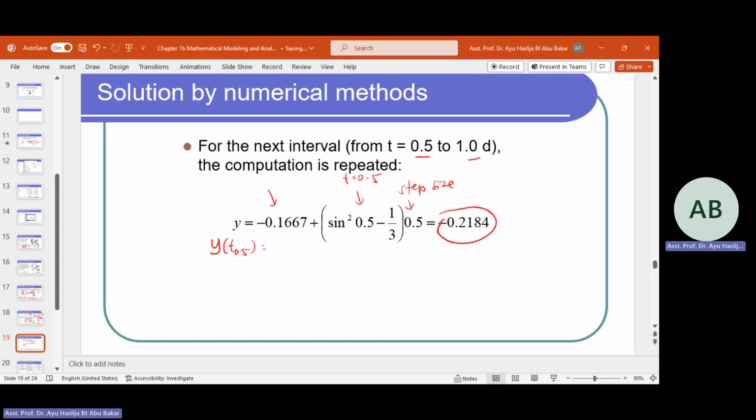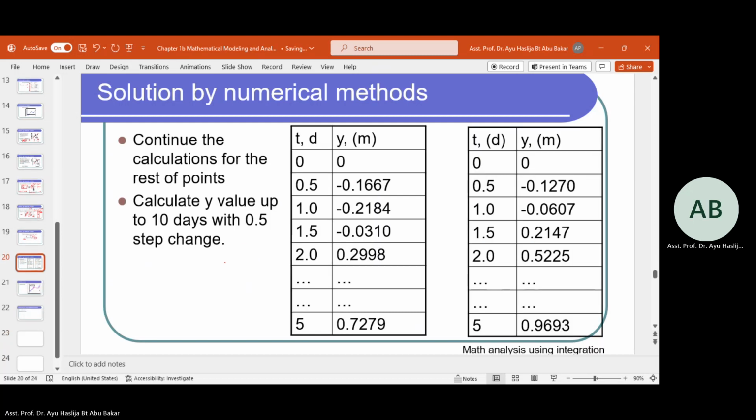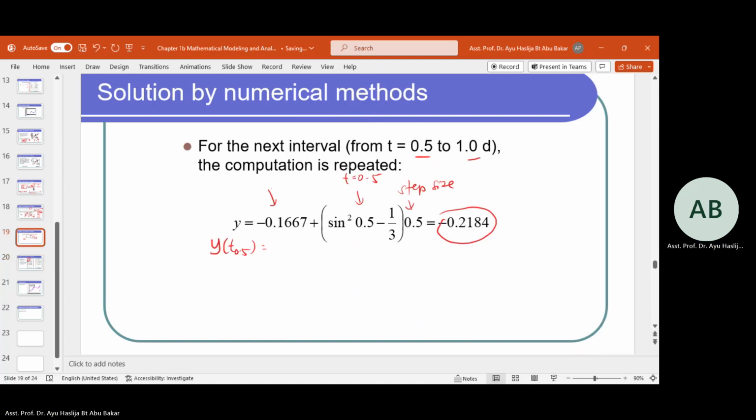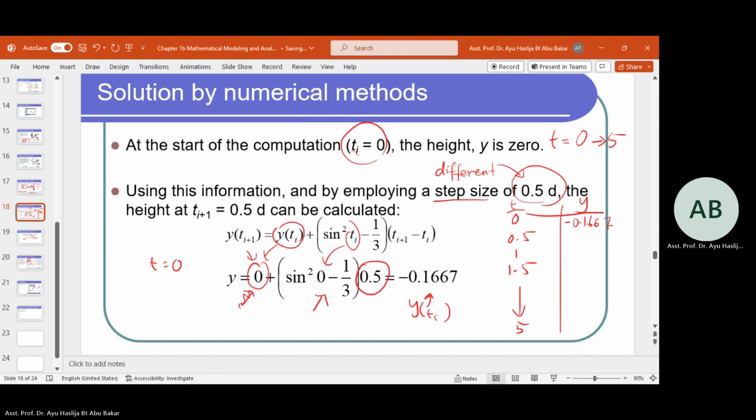Okay, so you now get this value. This is the numerical value, using the math analysis just now. You see at t0, y equals 0. At t0.5, is it correct? T0, it is this point, right?